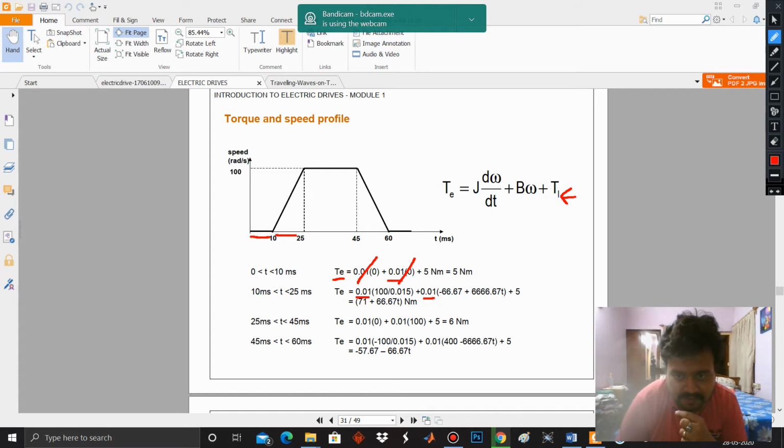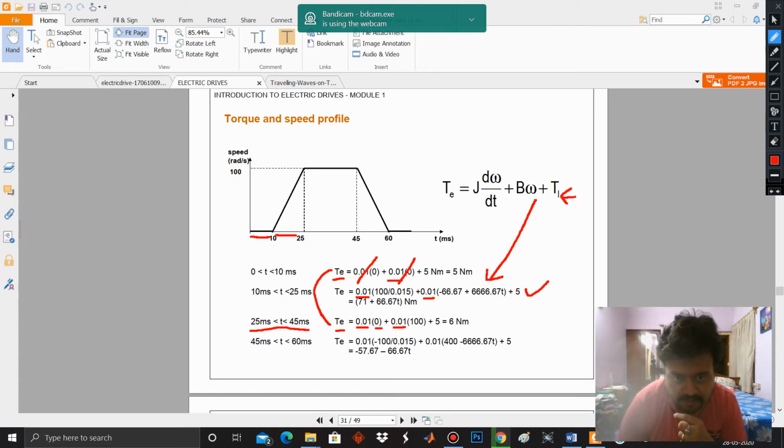It is B into omega plus 5. So the value of omega is given. So the value of omega is this. Now from 25 to 45 milliseconds, T is equal to 0.01 into 0 plus 0.01 into 100. So it will be identical as this, plus 5, that is equal to 6 Newton meter.